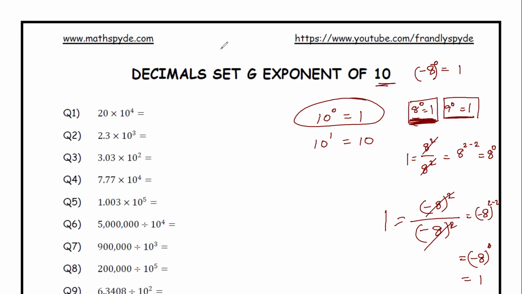The only exception is 0 to the power 0, which is a meaningless quantity.